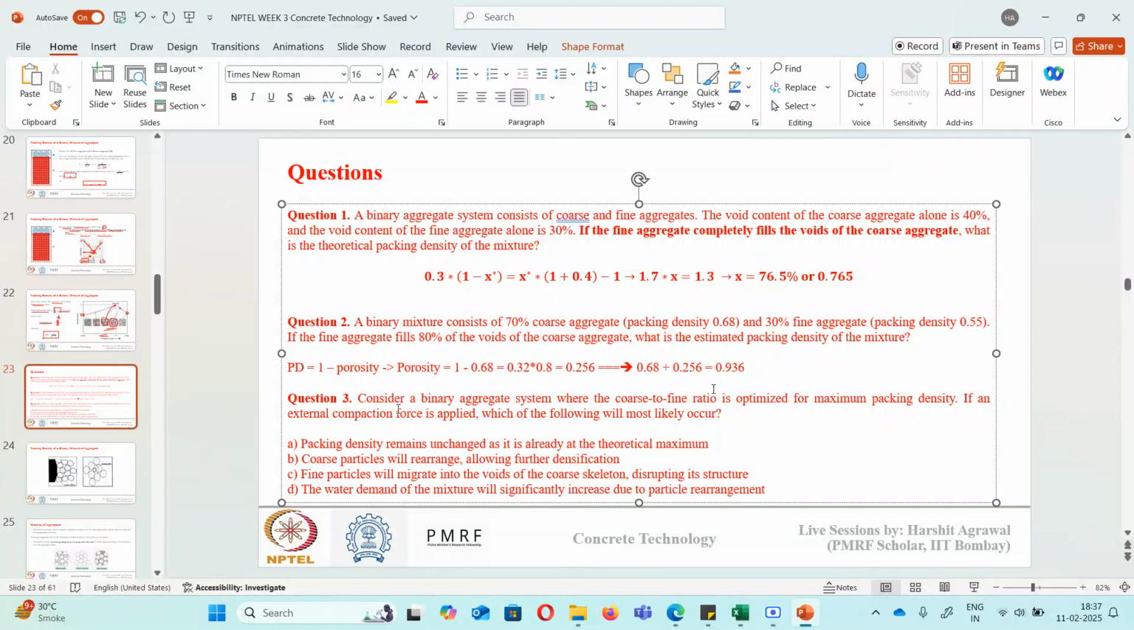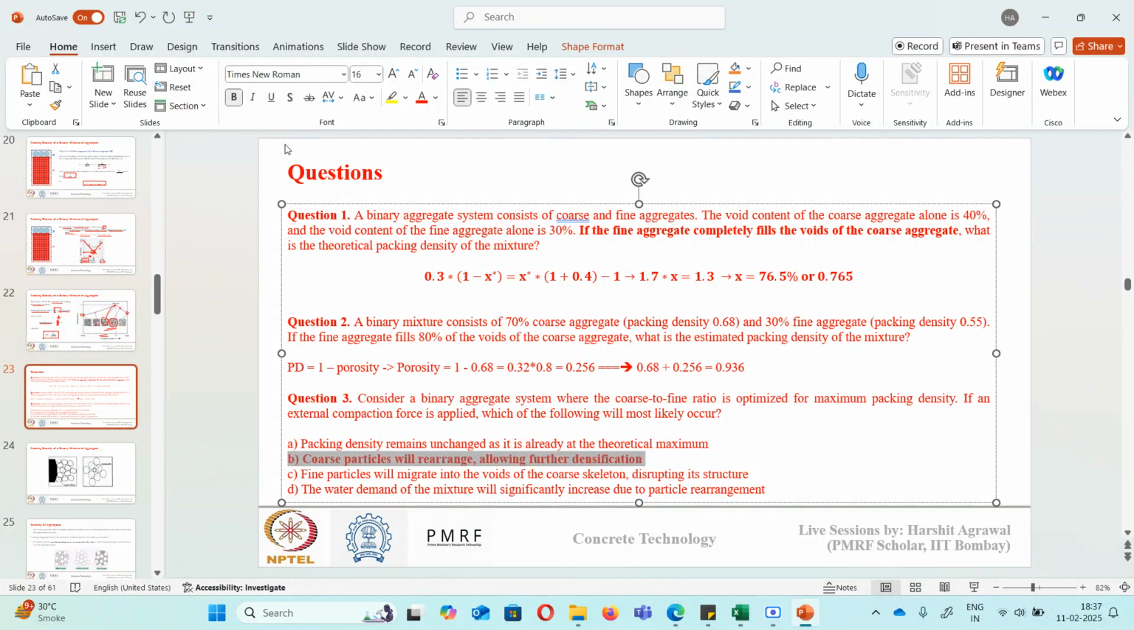Third question. Consider a binary aggregate system where the coarse to fine ratio is optimized for maximum packing density. If an external compaction force is applied, which of the following will most likely occur? Packing density will remain unchanged as it has already reached the theoretical maximum. Coarse particles will rearrange, allowing further densification. Fine particles migrate into the voids. Water demand of the mixture will significantly increase. So the correct answer will be B.